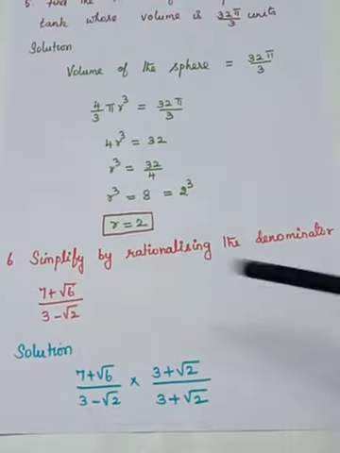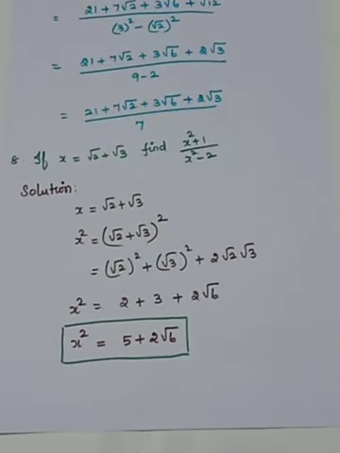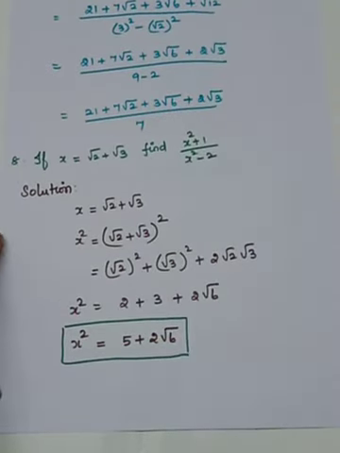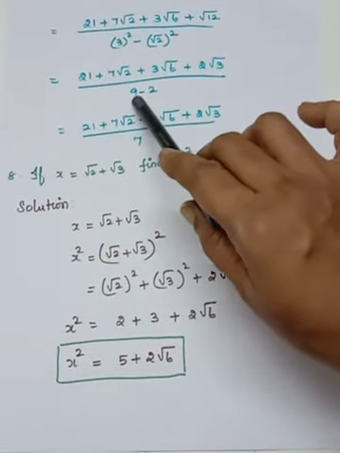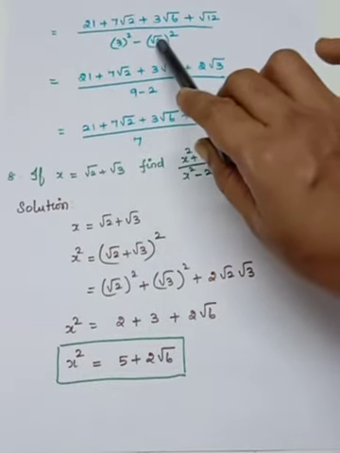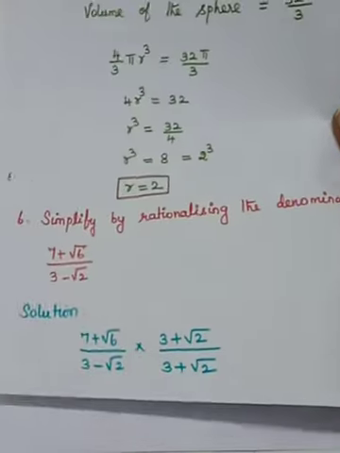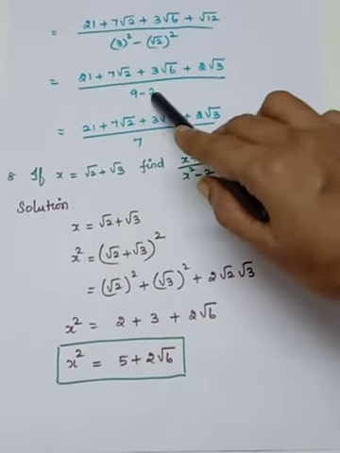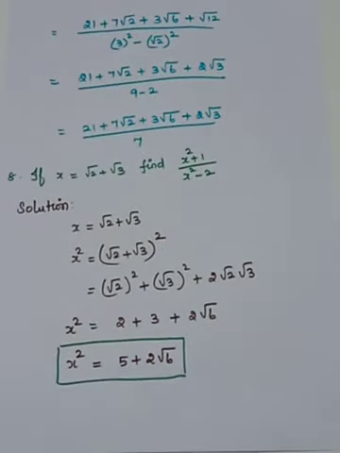What is your a? a is 3. So 3 squared is what? Look at the denominator. Now the denominator has 3 squared. So 3 squared is 9. Okay. And next one, what is your b? So here your b is root 2. So root 2 the whole squared is 2. So the denominator is 9 minus 2, that is 7. So I have completed the denominator.